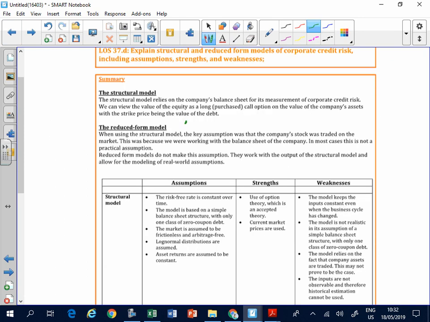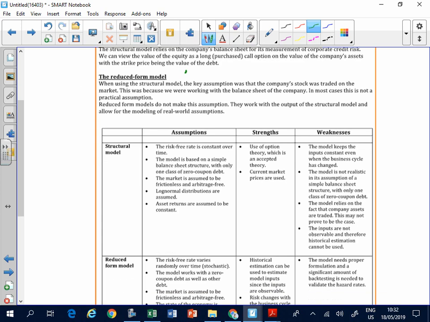The reduced form model, right? Now this is different. In the real world, if you had to use a real world probability of default, I'd use structural. The reduced form model focuses on risk neutral probability of default. And that's where the hazard rate story and everything comes in, right? But in essence, how do I use this?